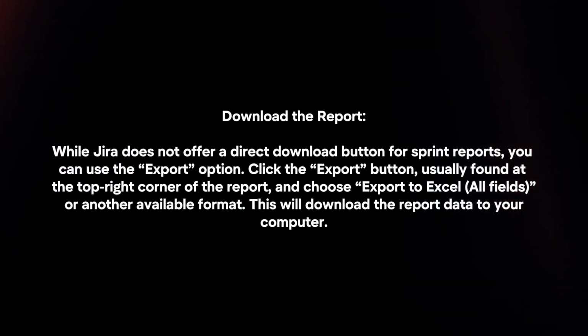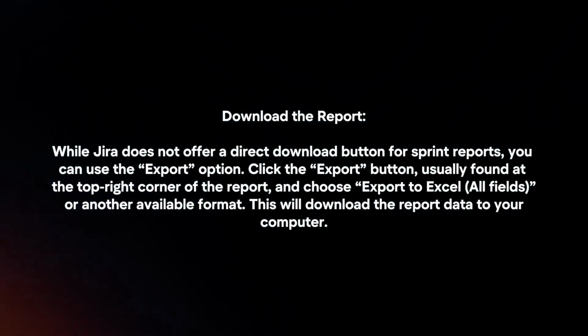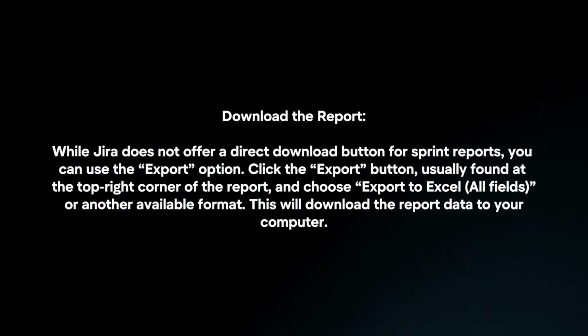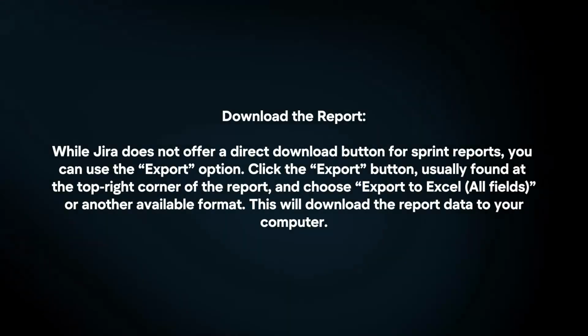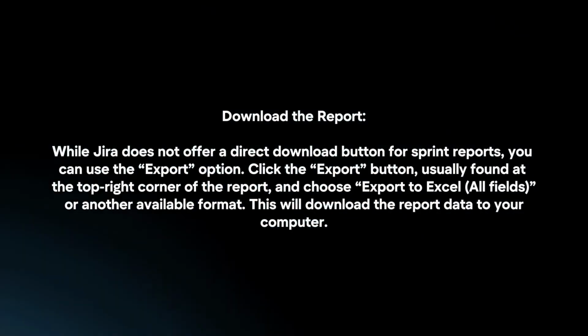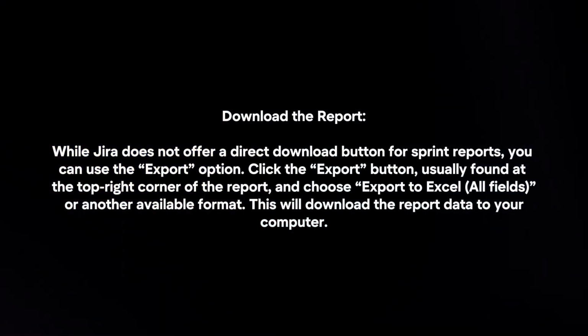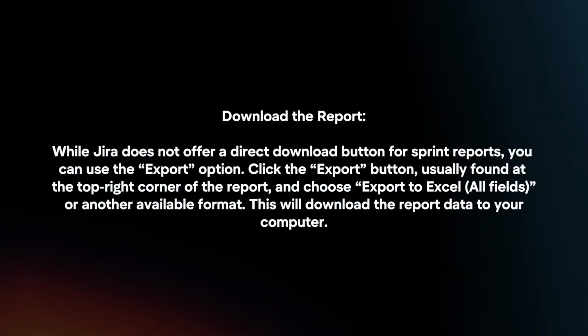Download the report. While Jira does not offer a direct download button for sprint reports, you can use the export option. Click the Export button, usually found at the top right corner of the report, and choose Export to Excel or another available format. This will download the report data to your computer. Save the file. Save the exported file to your desired location on your computer.